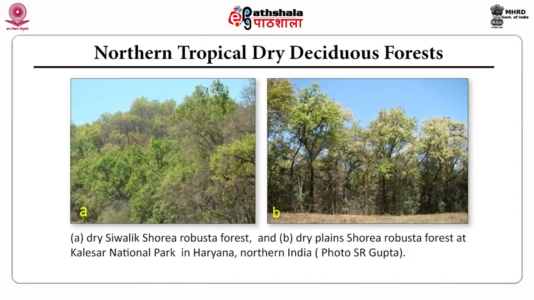In this slide, we see the dry deciduous forests in the Kalesar Reserve Forest in Haryana. The forests are dry Shivalik Shorea robusta and dry plain Shorea robusta forest. These forests also have the northern dry mixed deciduous forest and the dry riverain forest. So, this picture is the northern tropical dry deciduous forest in Kalesar National Park, the Shivalik Shorea robusta forest and the dry plain Shorea robusta forest.